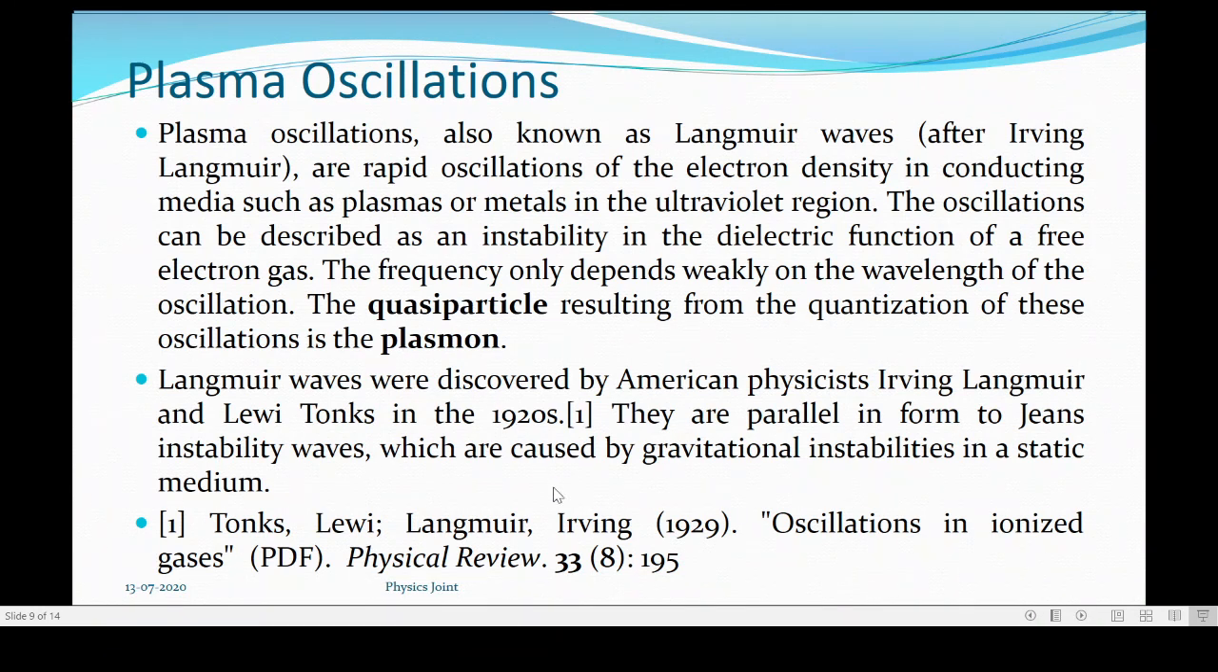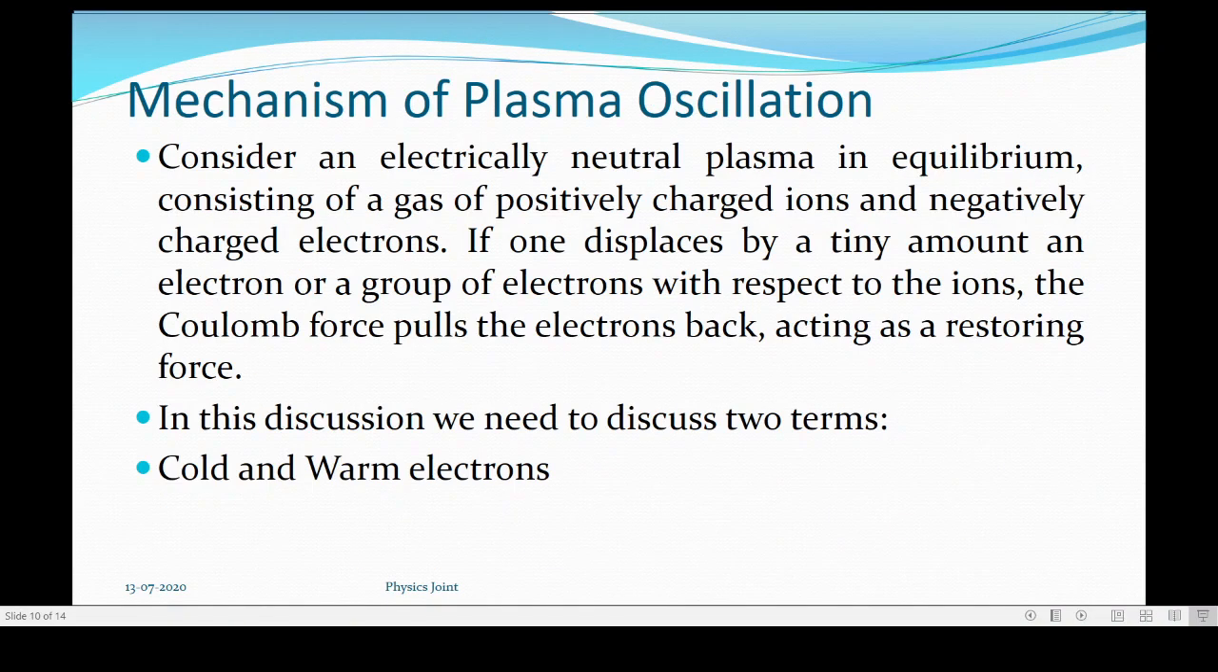So Langmuir waves were discovered by Langmuir and Levi Tonks, and I've given the original paper, so you can check it. So what is the mechanism of plasma oscillations? Consider an electrically neutral plasma in equilibrium, consisting of a gas of positively charged ions and negative electrons. If one displaces by a tiny amount an electron or a group of electrons with respect to the ions, that is the electron cloud, the Coulomb force pulls the electrons back, acting as a restoring force. Here the Coulomb interaction is the restoring force.